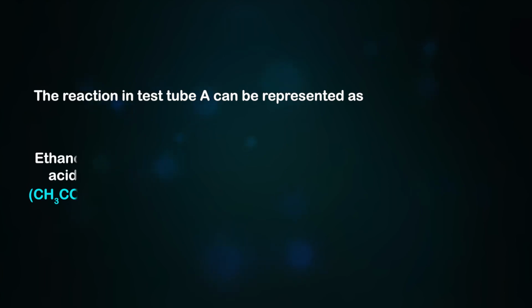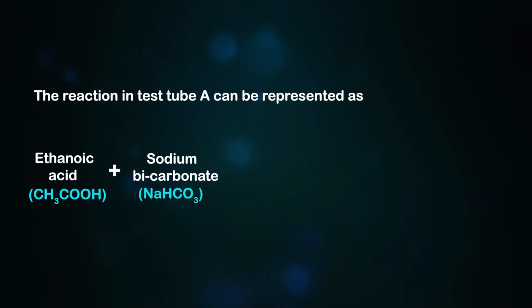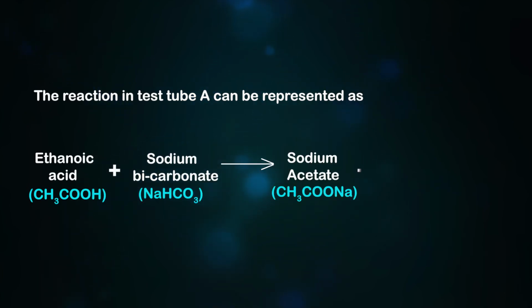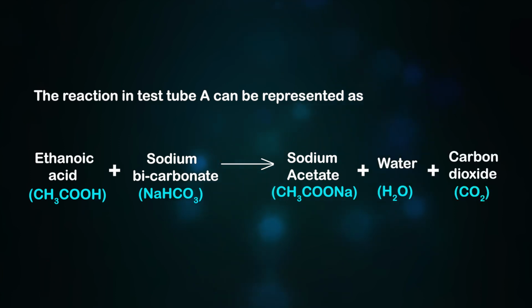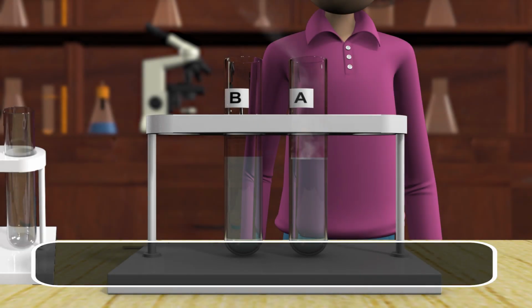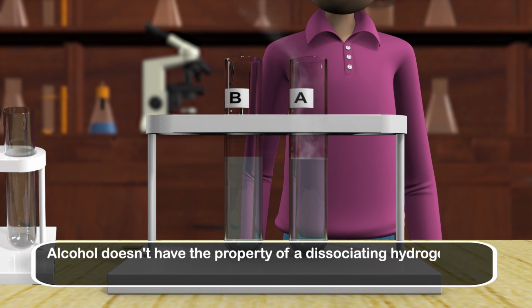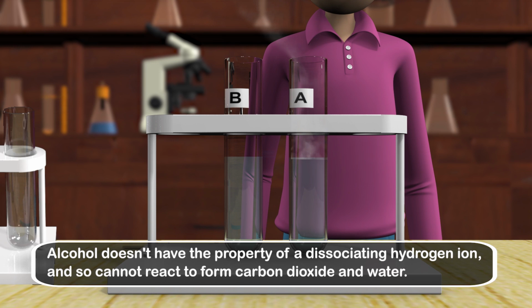The reaction in test tube A can be represented as ethanoic acid plus sodium bicarbonate gives rise to sodium acetate plus water plus carbon dioxide. Whereas an alcohol doesn't have the property of dissociating hydrogen ion and so cannot react to form carbon dioxide and water.